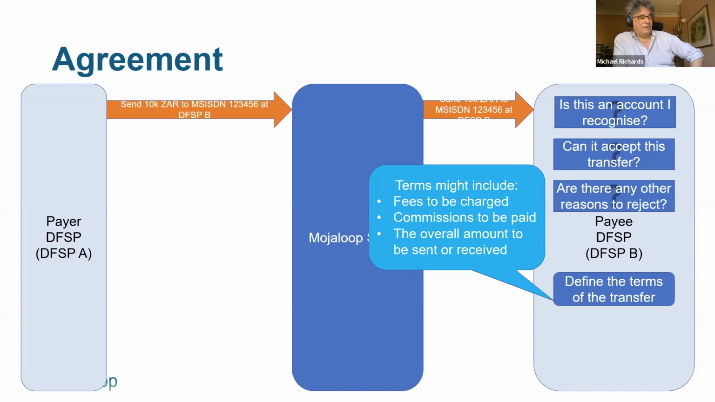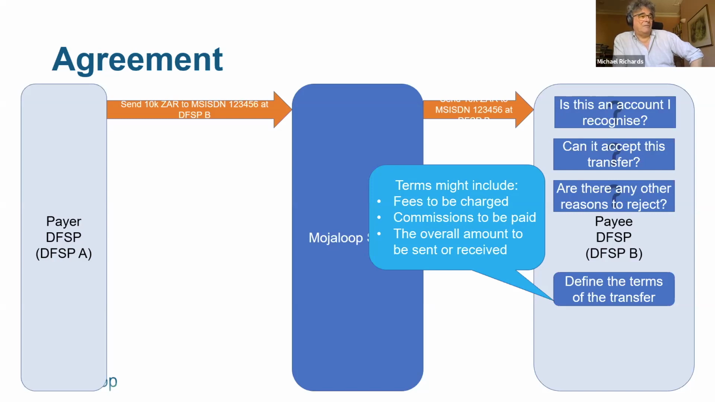And one of the bits of information when the payer sent the request would be to say whether those additions, the commissions and the fees, are to be added to the amount that the payer sends, or whether they should be taken out of the amount that the payee receives. So I can say, I want the payee to receive 10,000 Rand come what may, in which case the payer might say, well, okay, in that case, you have to send 10,300 Rand.